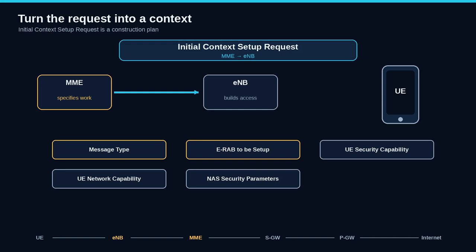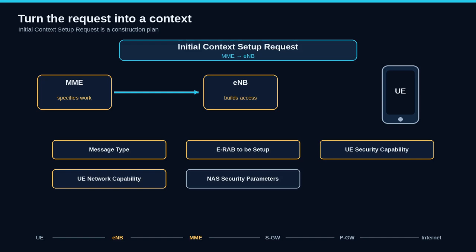Watch the dependency grow. Authentication established confidence in identity. Security mode command and complete established protected control. Initial context setup now converts that protected decision into concrete radio side resources. This is the moment where a service request becomes an engineering plan. The ENB receives the plan, prepares the radio and S1 side context, and later returns initial context setup response. The response matters because it is evidence that the requested context was actually established, not merely requested.